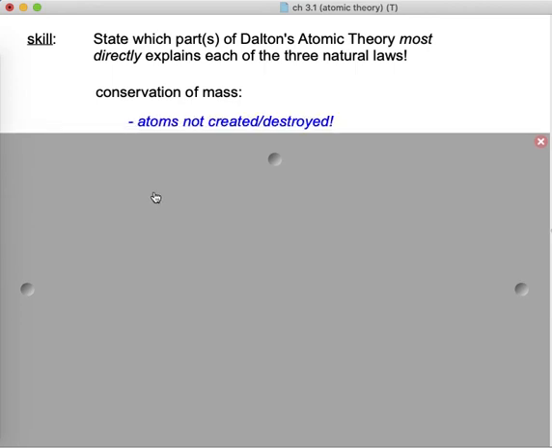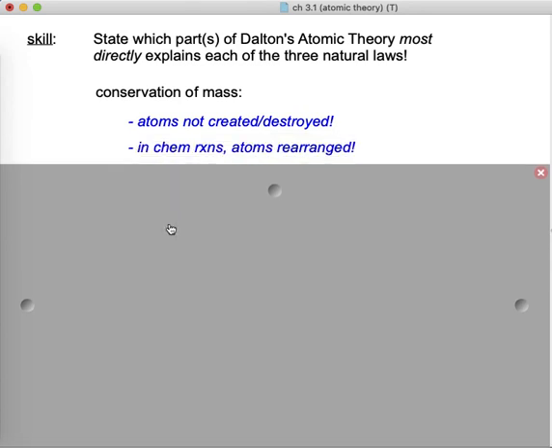Atoms can't be created or destroyed. And the other part is, in chemical reactions, atoms are rearranged. So Dalton says, I can explain to you why the mass is always the same before and after the reaction, because in a chemical reaction, we're not destroying the old atoms or creating new ones, we're simply reshuffling them. Hence, mass is conserved. That's the why.